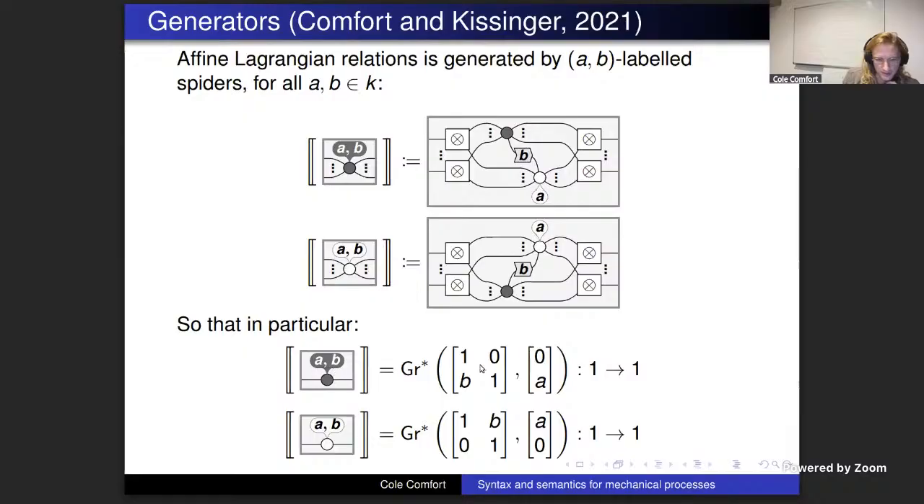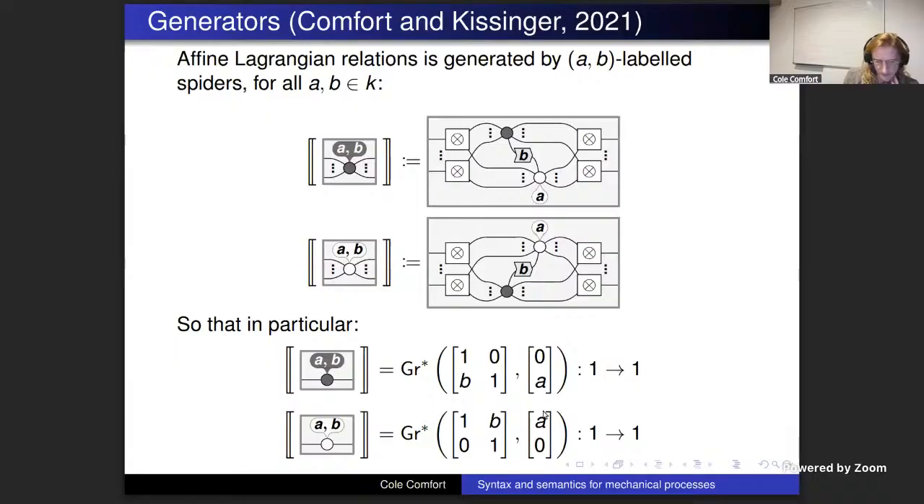So this one shears the position into the momentum and then adds an affine shift on the momentum, and dually this shears the momentum into the position by B and then adds something to the position.